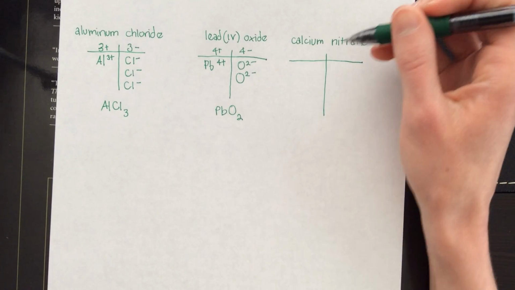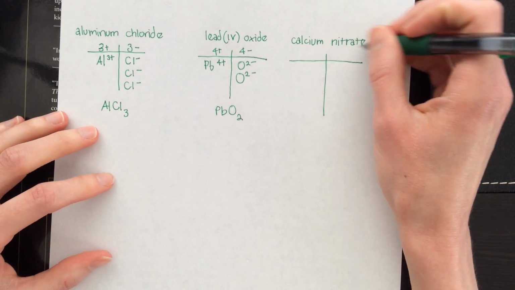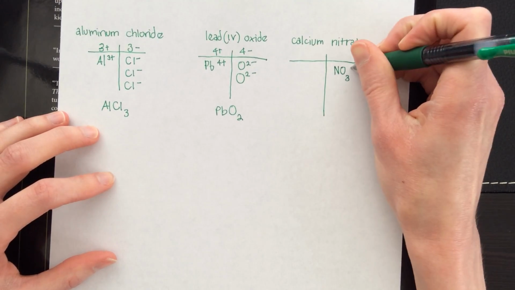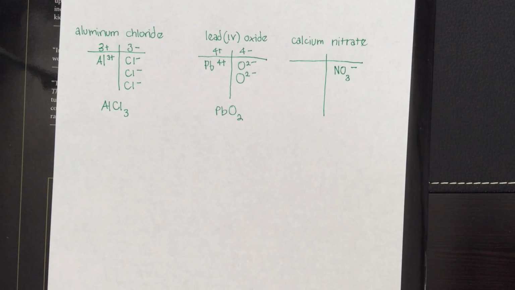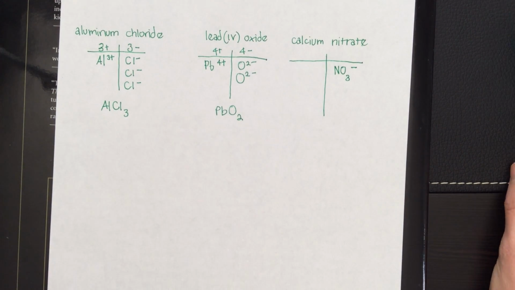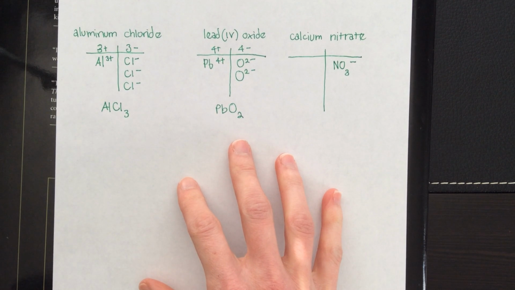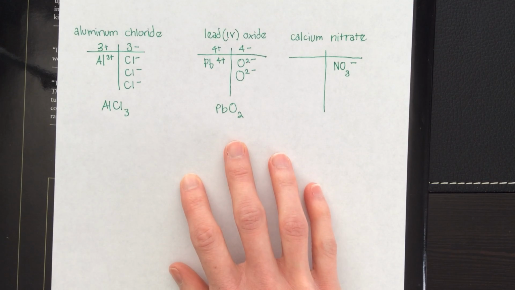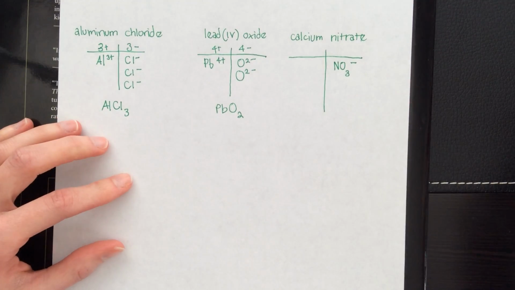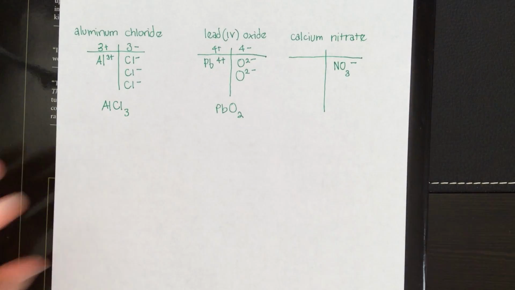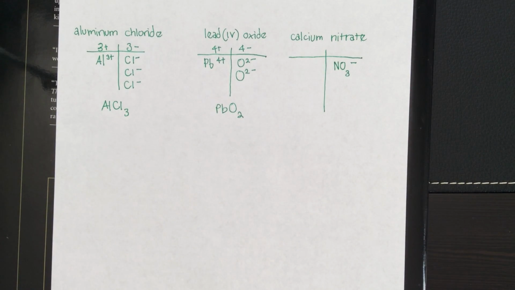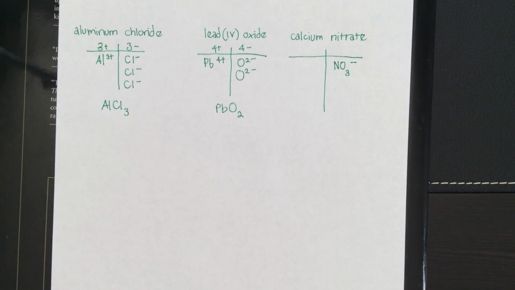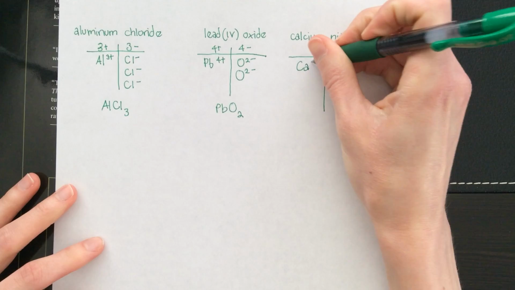But if you look on your table of polyatomic ions, you would see that nitrate is NO3 1-. If you don't have your table of polyatomic ions in your notes, if you just Google polyatomic ions, you can come up with lots of lists of them. You can find it on the internet. And then calcium, if we look on the periodic table, calcium is in the second column, so it's a 2+. So it looks like that.